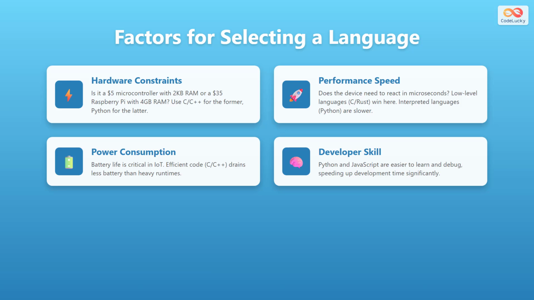Choosing the right language ultimately depends on four key factors. First, consider your hardware constraints. Limited memory demands C or Rust. Second is speed. Does your device need to react instantly? Third is power consumption. Efficient code saves battery life. Finally, consider developer skill. Languages like Python allow for much faster development and prototyping, which might be more valuable than raw execution speed for your specific project.